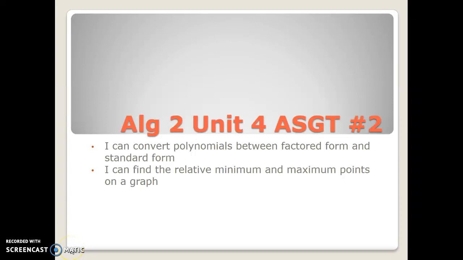So now we know what standard form is. We're also going to talk about factored form today and how to convert between factored form and standard form. We're also going to talk about what a relative minimum and a maximum would be in a function and how to find it. All of that is going to be in this video. Let's go ahead and get started.